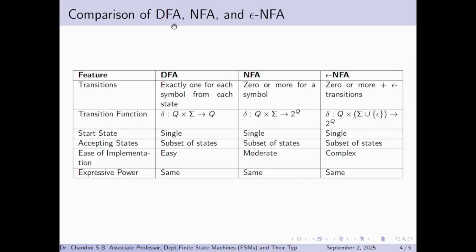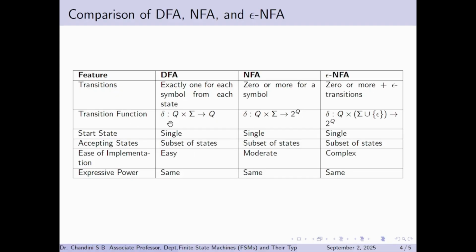So these are the different comparisons of DFA, NFA and Epsilon NFA. The features are: transition function, start state, accepting states, ease of implementation and expressive power. Coming to the DFA, there is exactly one transition for each symbol from each state, so there is no ambiguity. With one input there is exactly one transition. In an NFA, that is non-deterministic, we can have zero or more transitions with the same input. Epsilon NFA can have zero or more transitions, or epsilon transitions. There may be no transitions also.